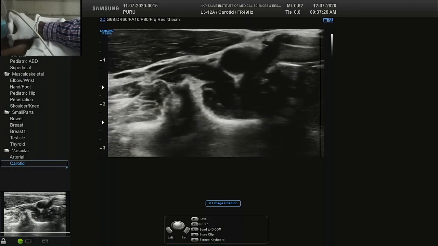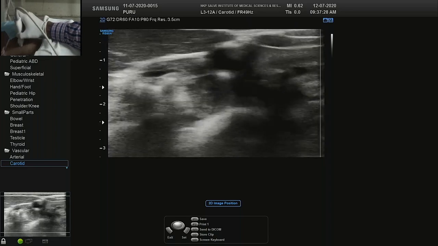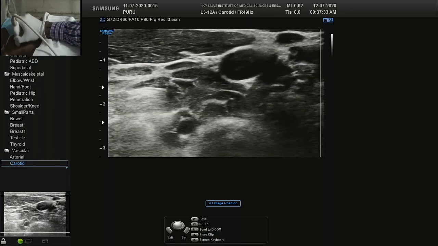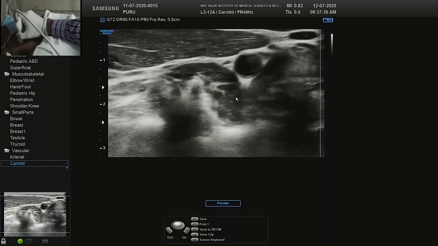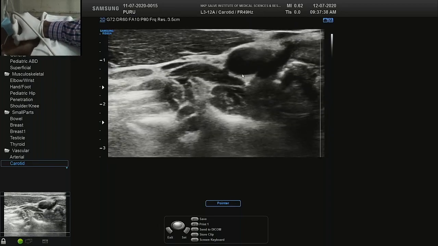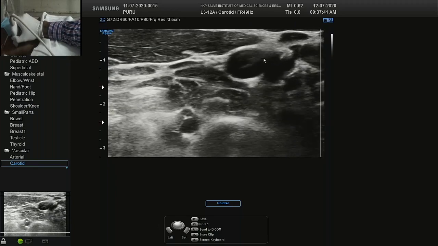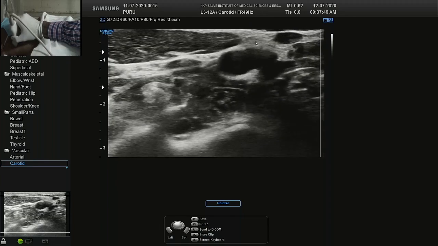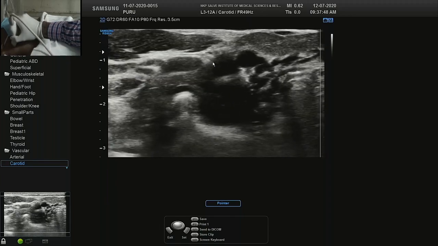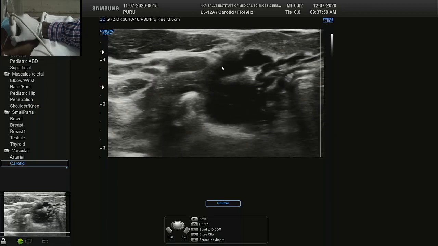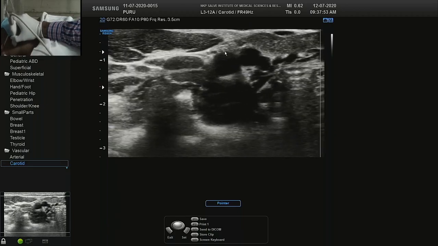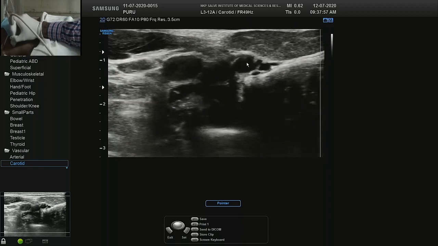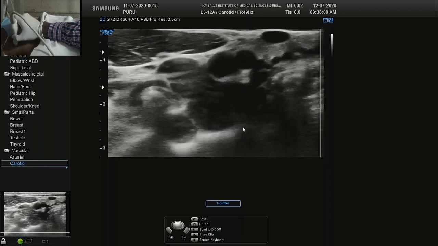Now you see here the caliber of the artery has increased. That is the bulb part. This was the normal caliber. We are going cranially. This is the bulb, and now you see these two branches. The lateral one and the bigger one is the internal carotid, and the medial one and the smaller one is the external carotid.